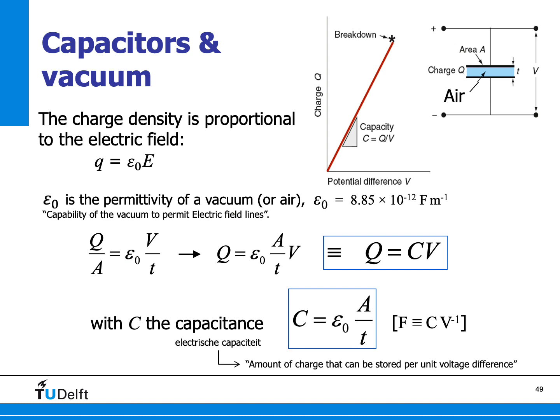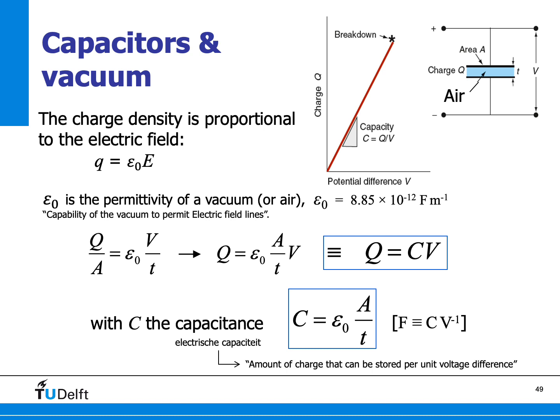Now let's have a look at capacitors and vacuum. We're considering the situation where we have two plates, and in between these plates there's a vacuum. If we plot the charge Q on these plates against the potential difference, we measure this curve, and the so-called capacity is the slope of this curve, so the charge per unit of voltage. And of course, if the potential difference becomes too high, you will have electric breakdown.